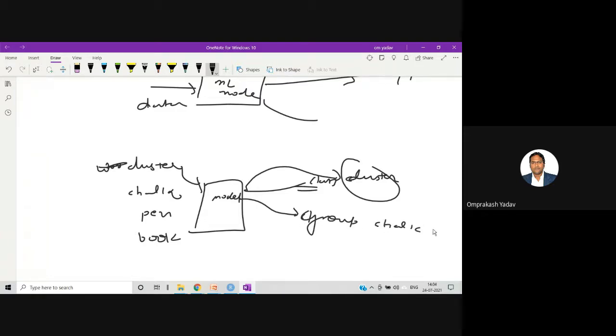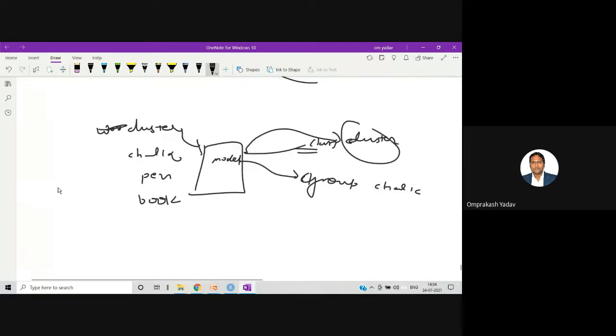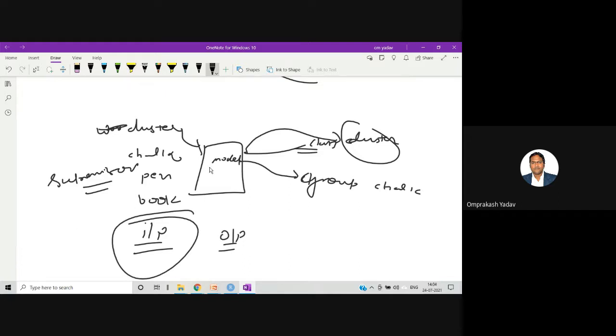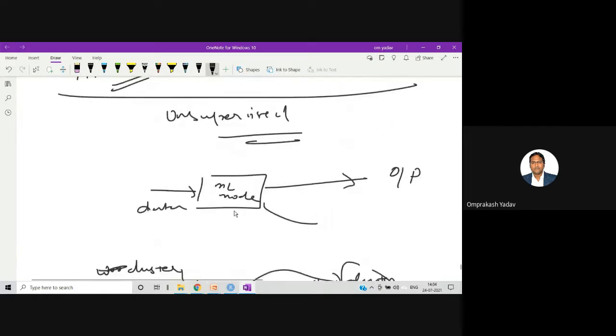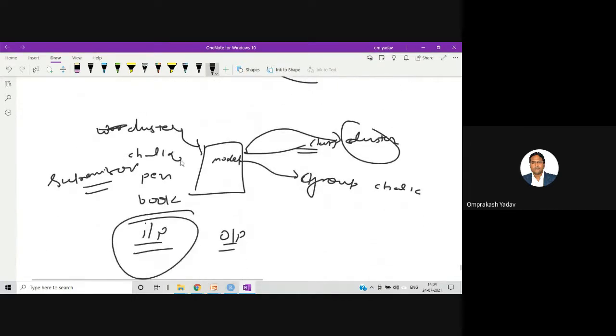So in this model, the supervisor is not there. Nobody is there to tell you whether there is an error or not. So what happens here? We have the input, but we don't have the output. We don't require the pair here, whereas in supervised learning we require the input and output pair. So these unsupervised learnings are used for clustering purposes.